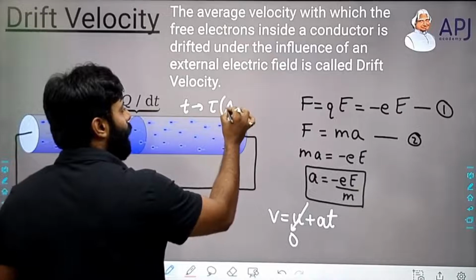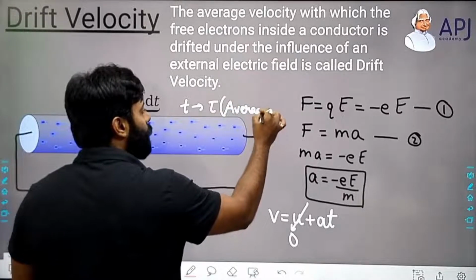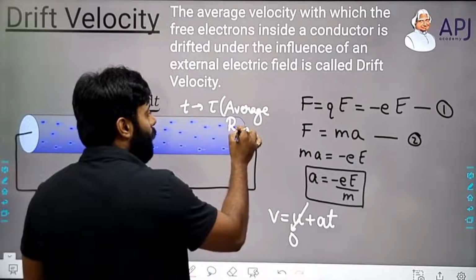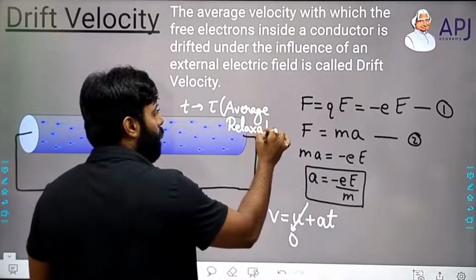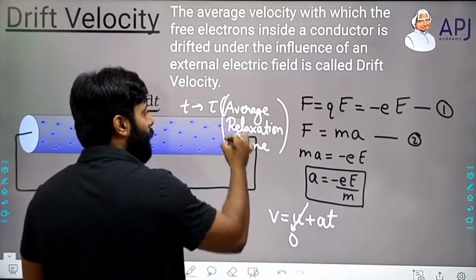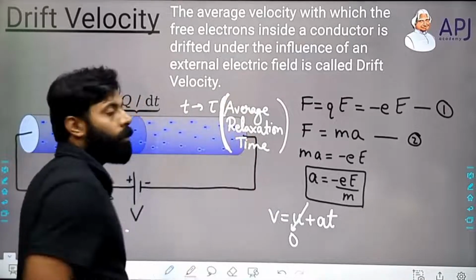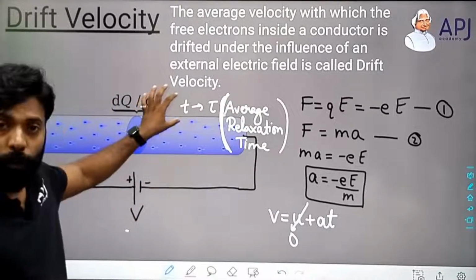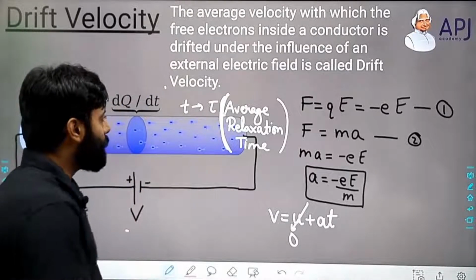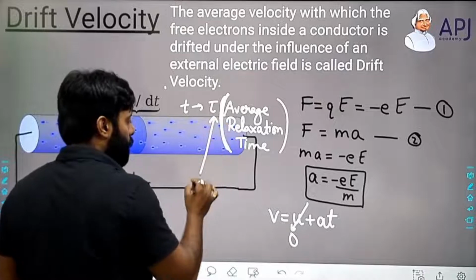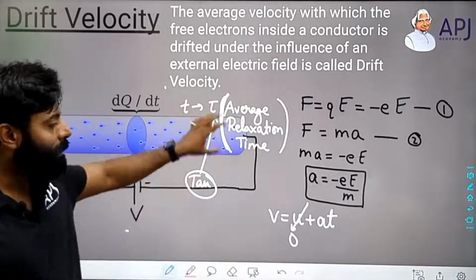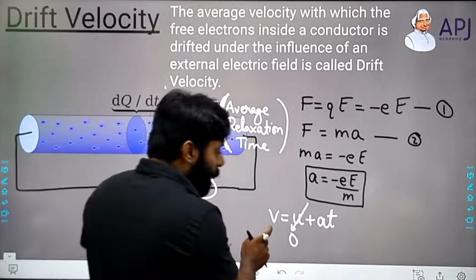This is the average relaxation time, and average relaxation time is the time interval between two collisions. Okay. So T is given to us. We are changing this T to tau. And tau is the average relaxation time, right? So I can substitute this value.